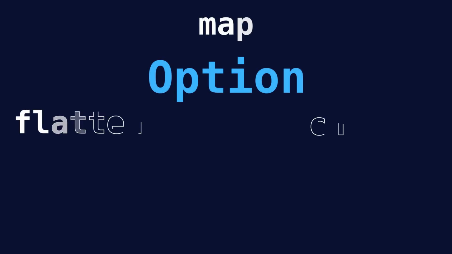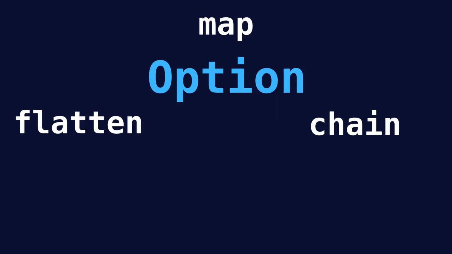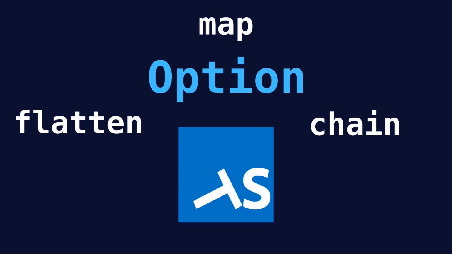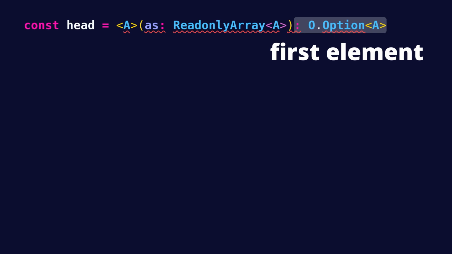Option map, flatten, and chain are essential operations when working with options in fp-ts. To see why we need them, let's start by implementing a function called head, which given a generic array with elements of type A, returns the first element of that array as an Option A. That is, Some A if the array has a first element and None if the array is empty.